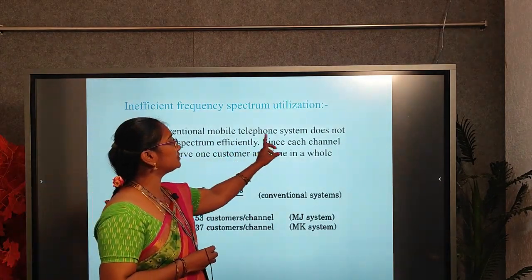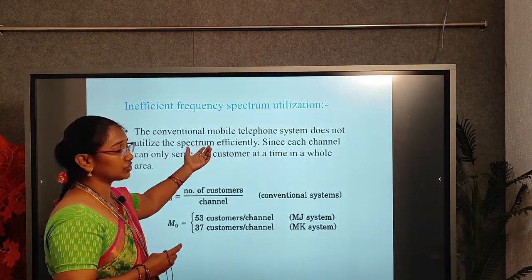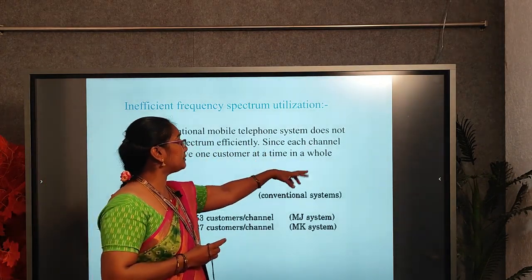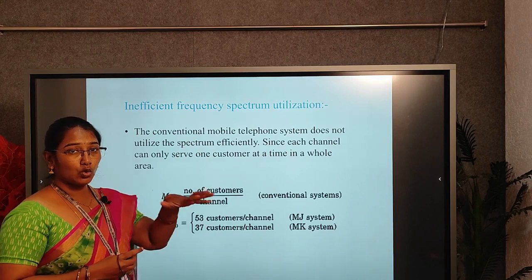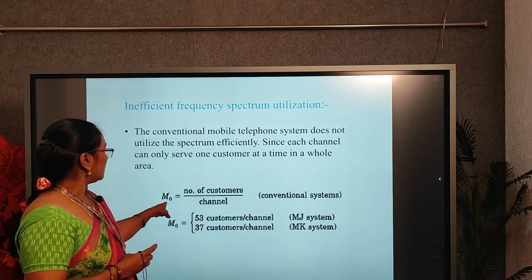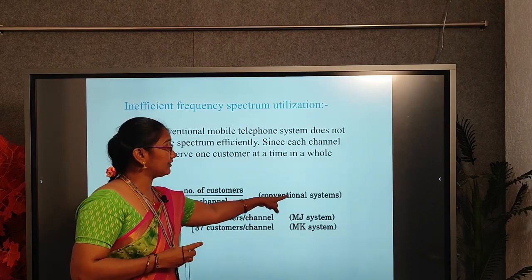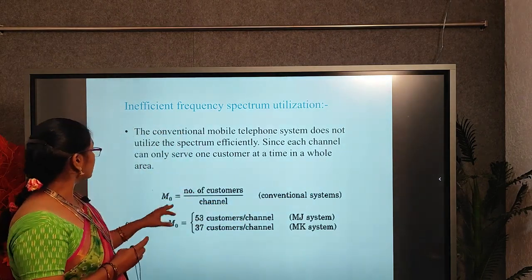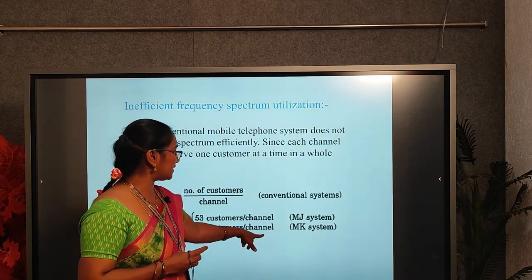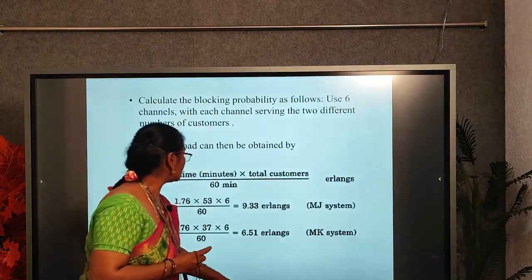Next, inefficient spectrum utilization. The conventional mobile telephone system does not utilize the spectrum efficiently, since each channel can only serve one customer at a time in a whole area. Here, see the number of customers per channel. In conventional systems, there are 53 customers per channel and 37 customers per channel. These are the two types of systems.